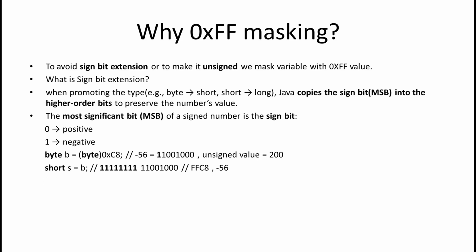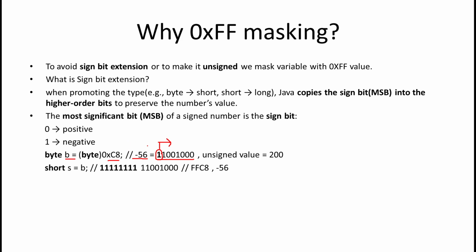The byte variable b contains the hexadecimal value C8, which is the negative decimal integer -56, and its corresponding binary number will be this. You can see this first bit is the MSB. So this bit indicates the sign. This is the sign bit.